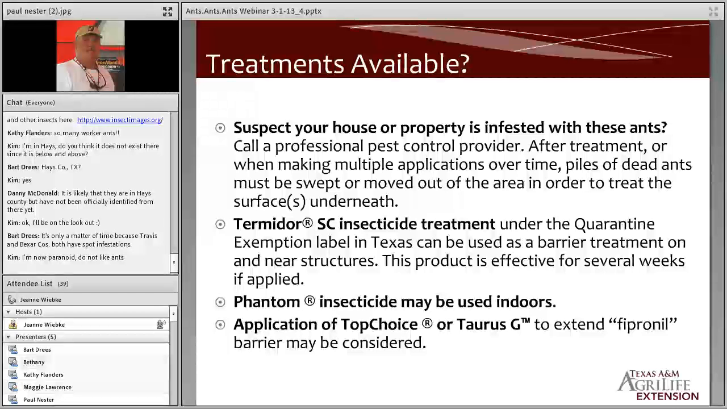There's also a granular treatment. Application of Top Choice or Taurus G can extend the fipronil barrier, and this may be considered. It's an expensive addition, but can be considered for controlling this pest.